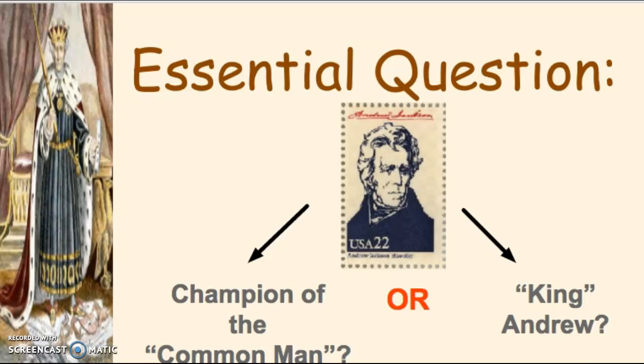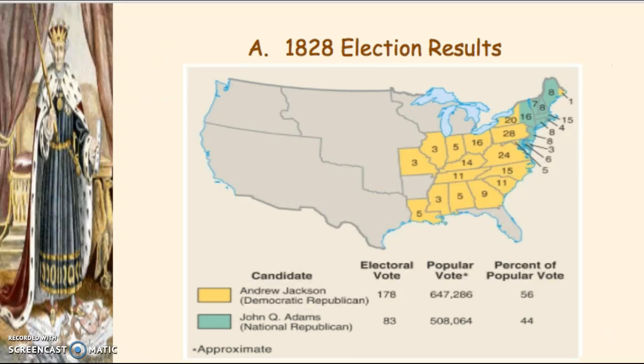Okay, so let's get started with the election of 1828. Now, at this point, we do have the development of a two-party system again. This is our second party system, our first being the Federalist and the Democratic Republicans. Now we have, and you see here it says Democratic Republican.